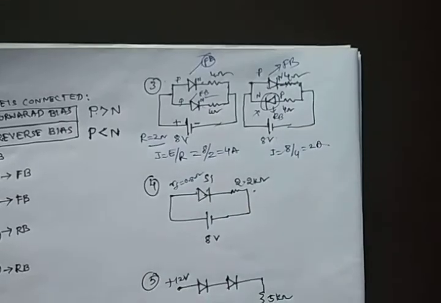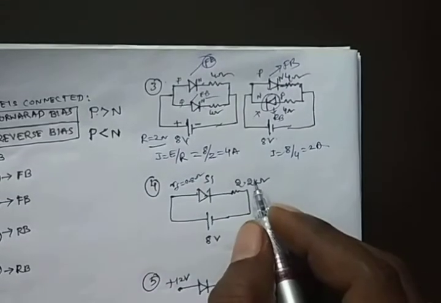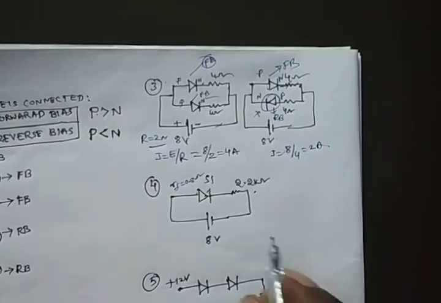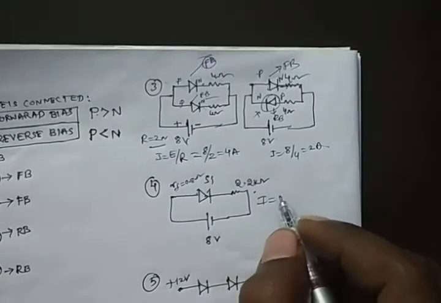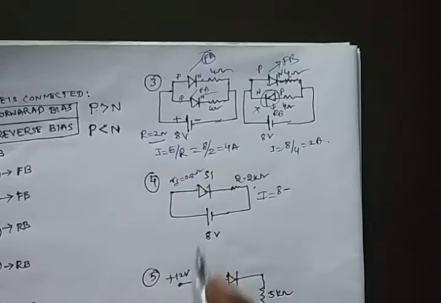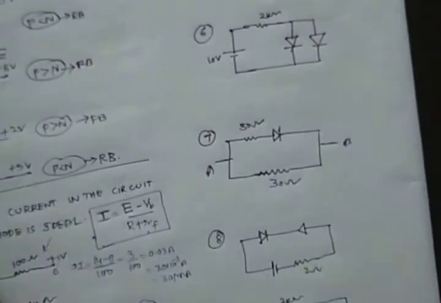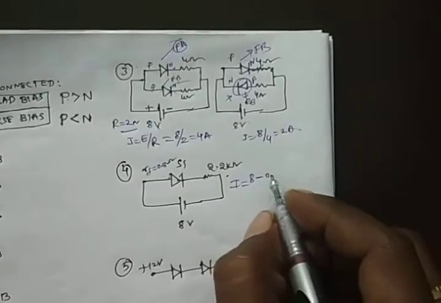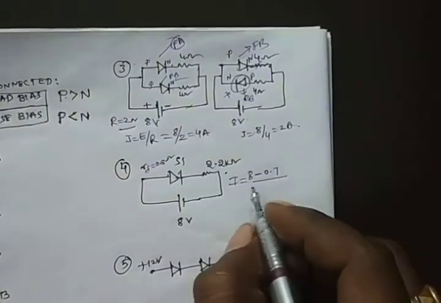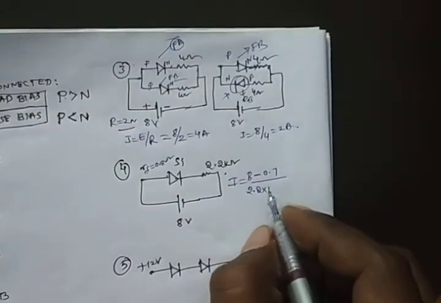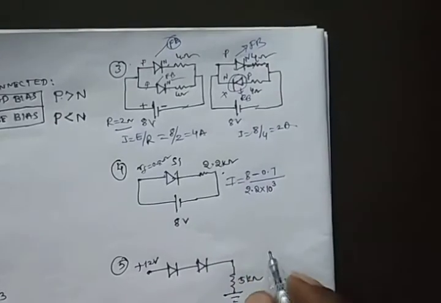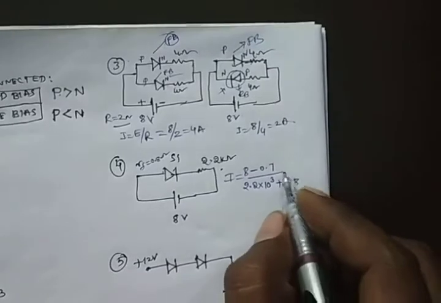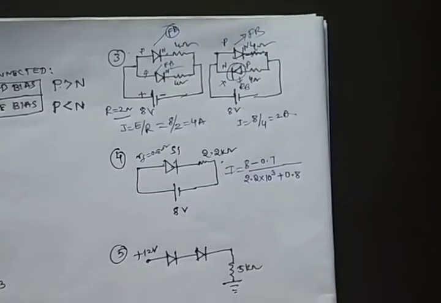Next, if the diode forward resistance is given as 0.8 ohms, this is 2.2 kilo ohms. Then you can write I equal to 8 minus, for silicon we wrote 0.7, by 2.2 kilo, kilo means 1000, plus 0.8. Like that you will write.